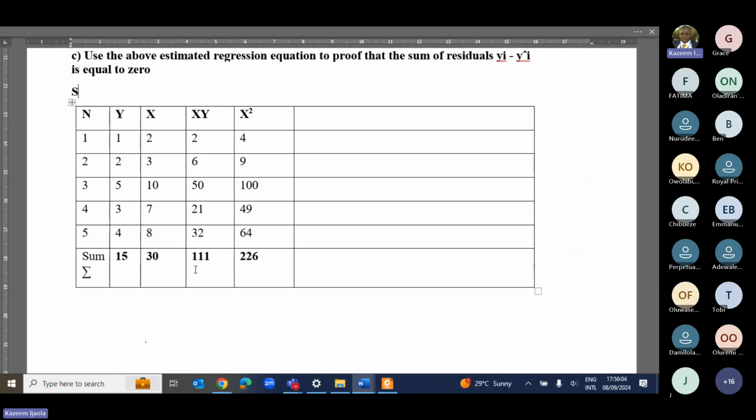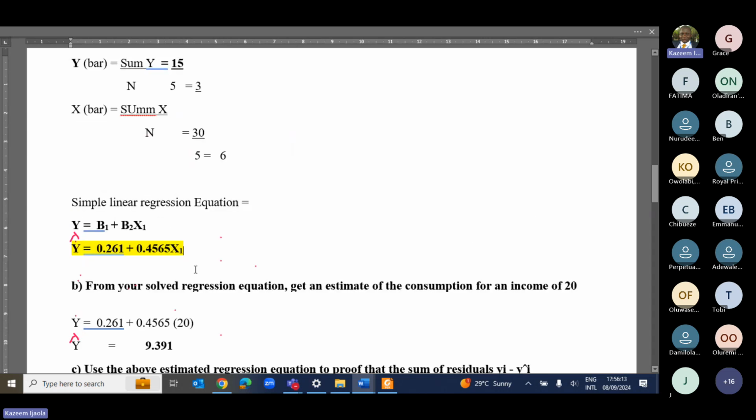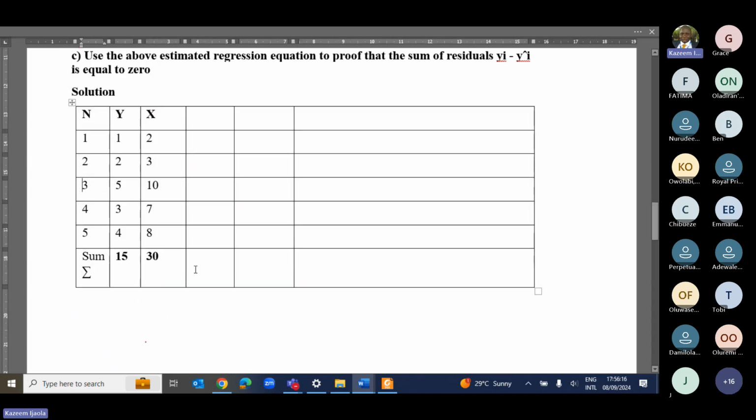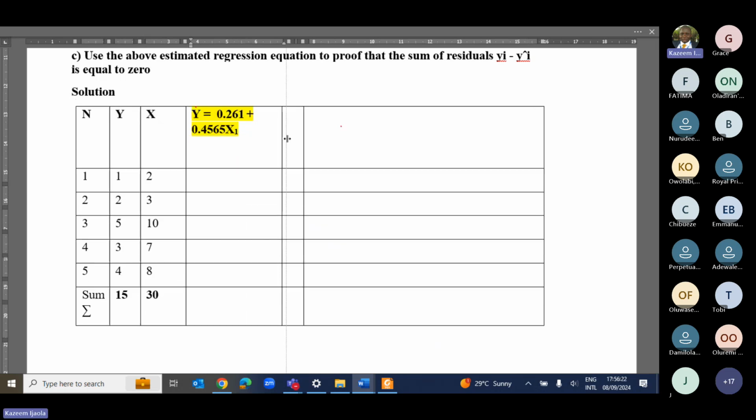Okay, so solution. Hello guys, you don't need this one here. Now you will bring the equation that we got here, y equals whatever. Bring the equation here. You will now input the value of x in each line, then you calculate your answer.